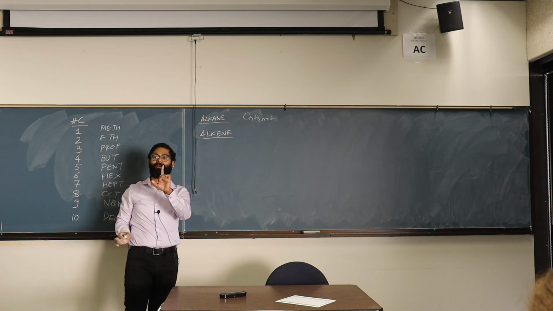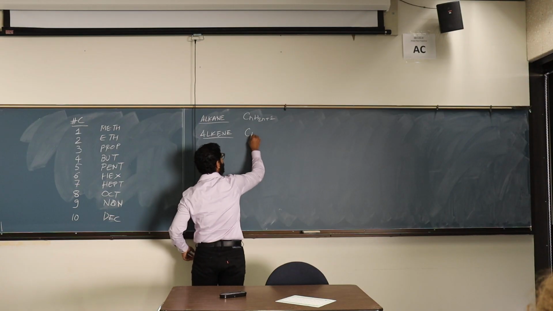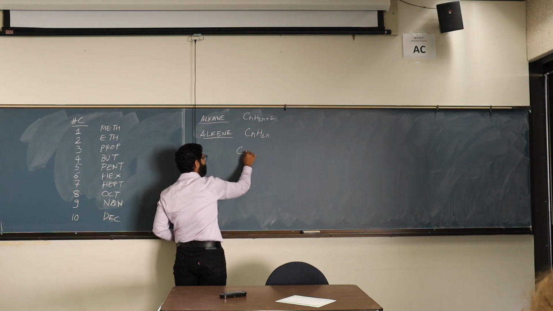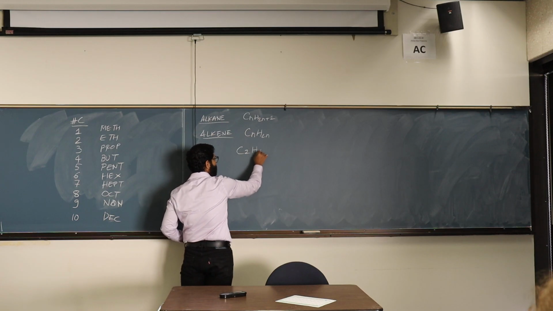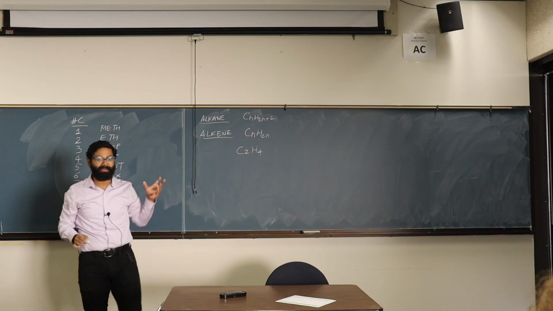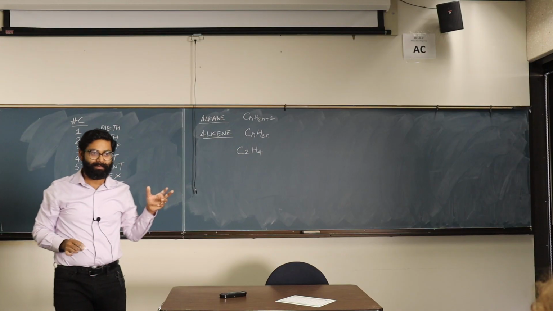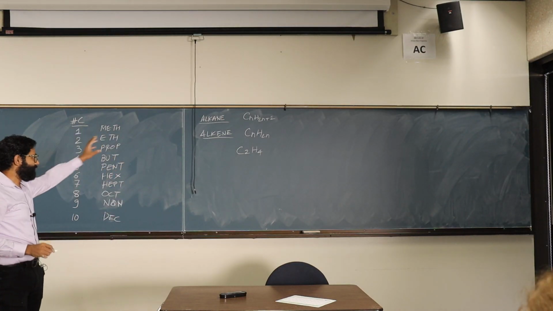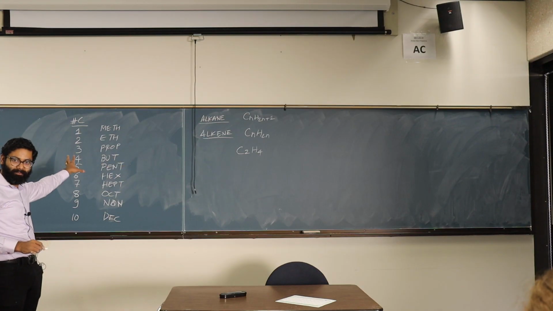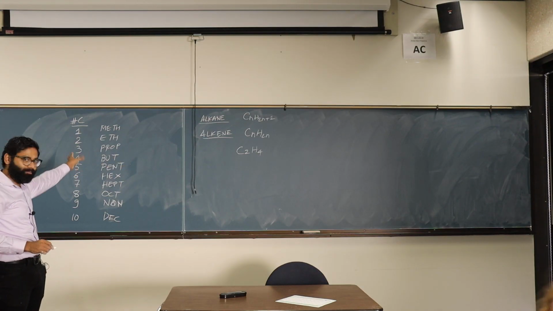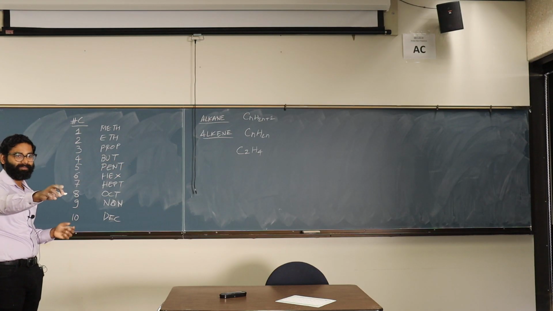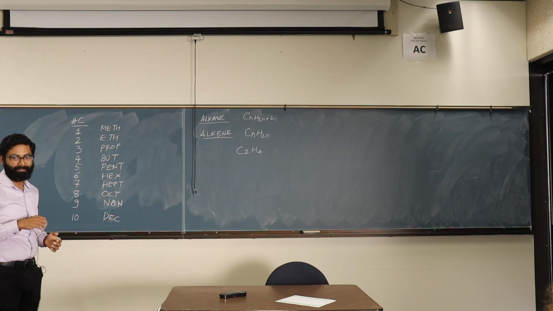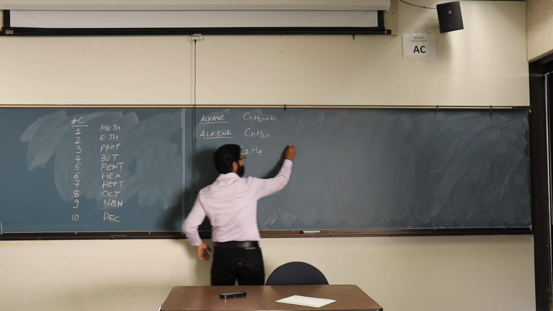If it has one double bond, then the formula will become very simple. CnH2n. For example, C2H4. What is the name of this thing? If there is an alkene with this, look at the prefix here and the postfix there. Ethene. And how will it look?